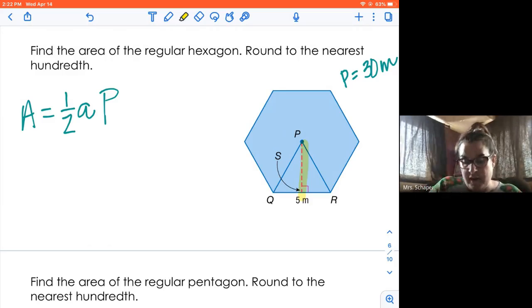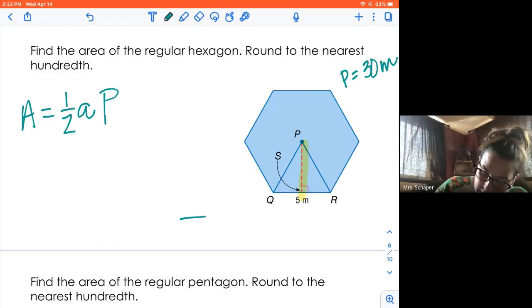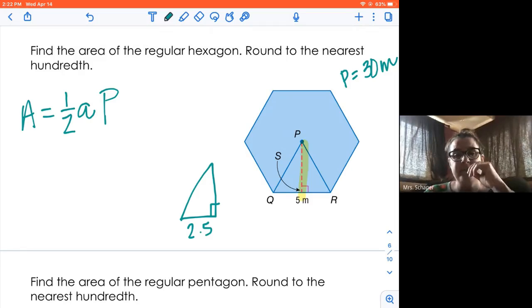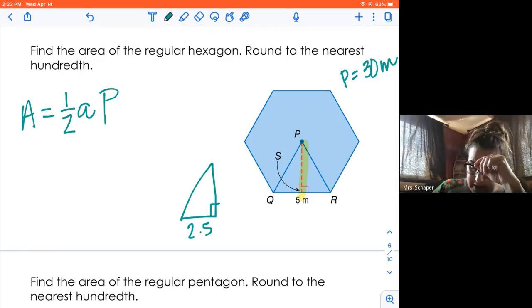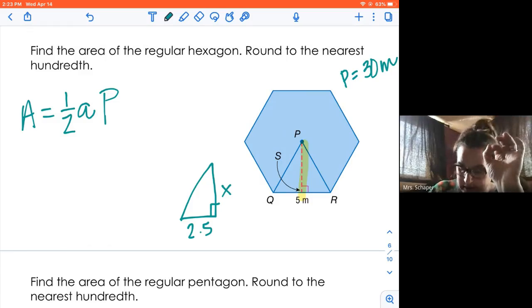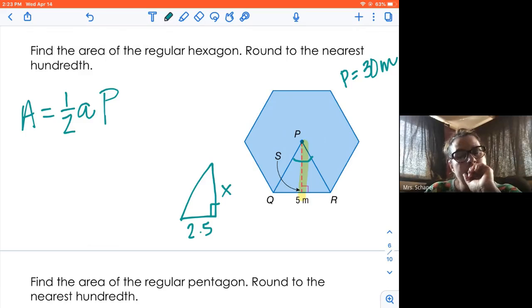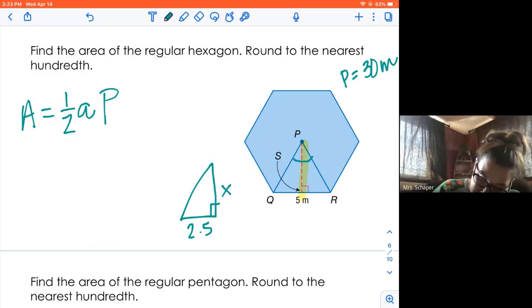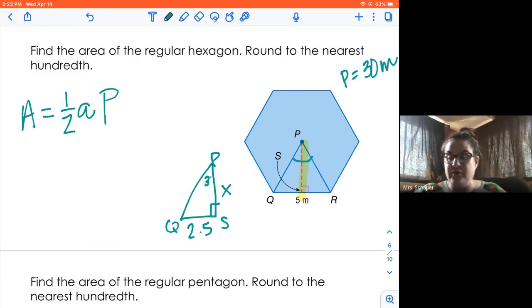So what I'm going to do is pull that out like this. This measurement is 2.5. I need to find x. Now what I know is this is a 6-sided figure, so there are 6 central angles that are each 60 degrees. QPR is 60 degrees. That makes QPS, so here's Q, here's P, here's S, that angle 30 degrees.